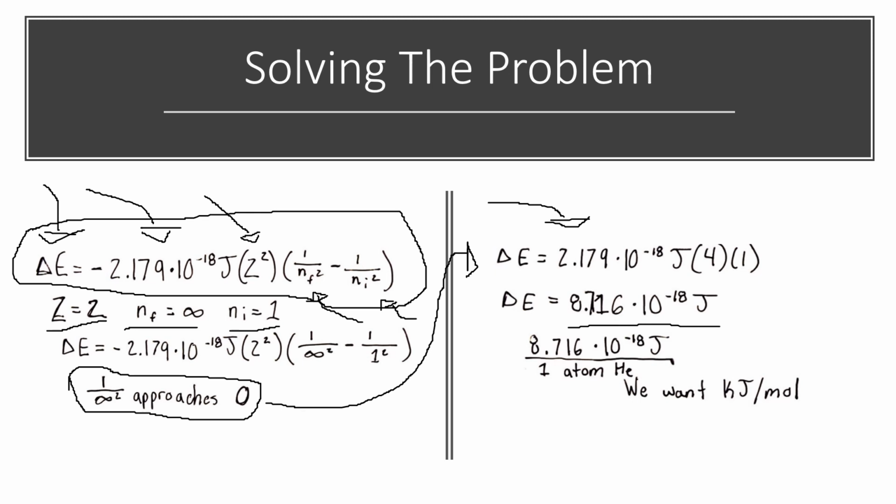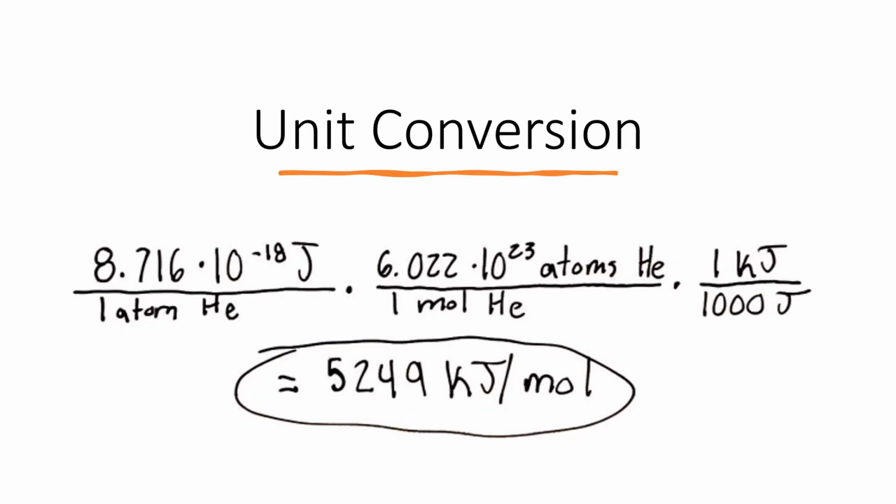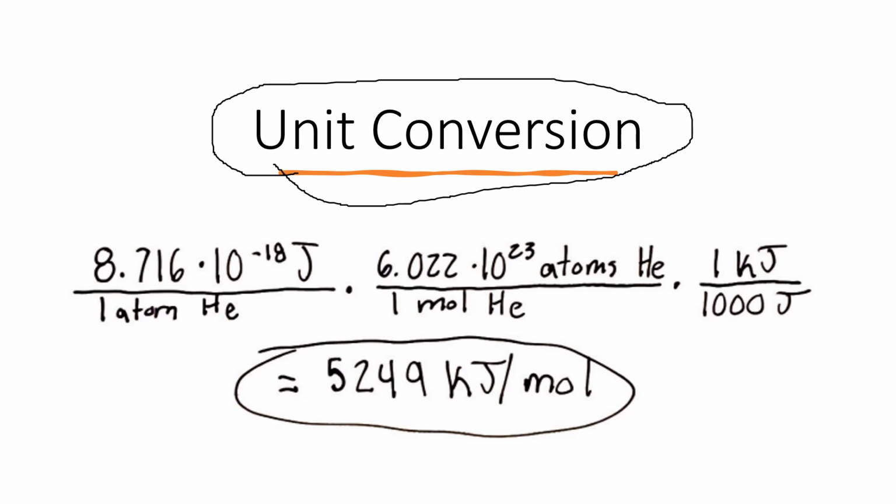Specifically, the units on this number are joules per 1 atom of helium, and then we need to convert it because we want kilojoules per mole. So to finish off this problem, we need to do a little bit of unit conversion, which hopefully you've done before in chemistry, where we start with joules over 1 atom of helium, and we want to come out with kilojoules per mole of helium.